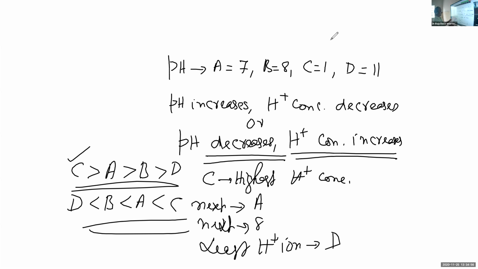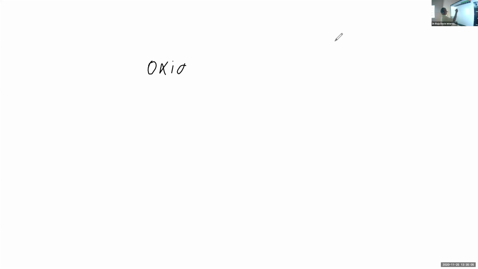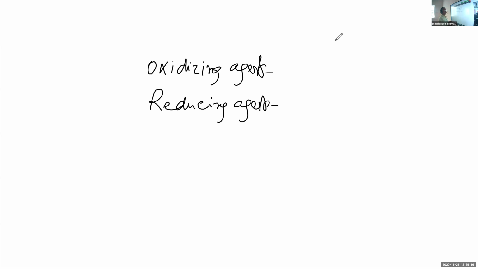Okay. Now, in the following reaction, find out the oxidizing agent and reducing agent. You consider only the left hand side, the reactant side. From the reactant side, you must say which is the oxidizing agent and which is the reducing agent. When such questions are asked, you consider only the left hand side.